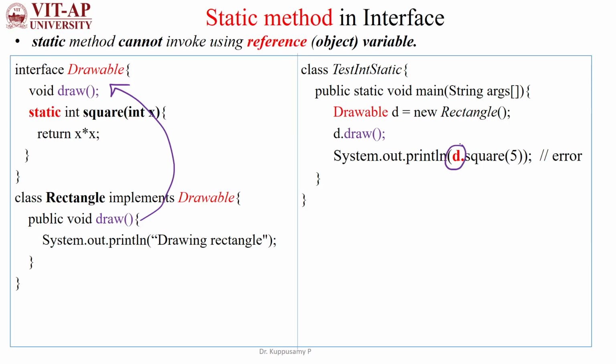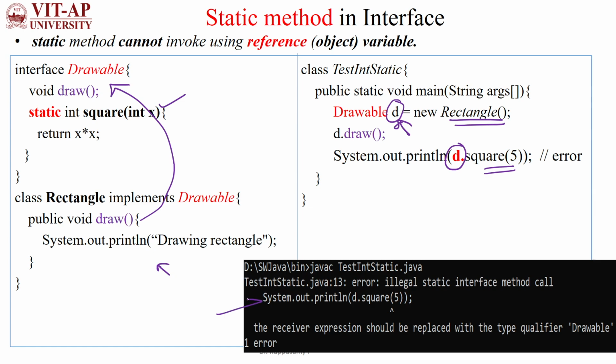Then I am using the object variable to invoke the method here, right, but it is a method defined inside the interface which is not in the class. The object variable is created by using the class, not using the interface. Okay, so here it will give you the compile time error. So illegal static interface method call. So this is the static method, right.